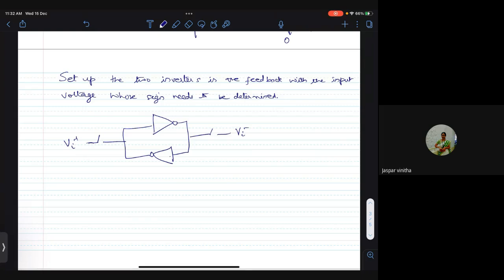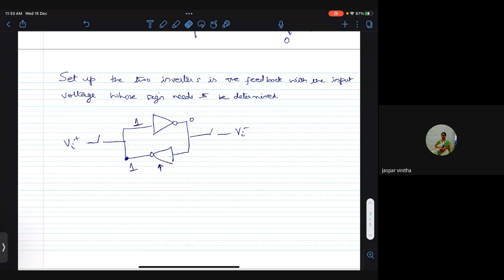This circuit will work only if Vi plus and Vi minus can overpower the existing logic value, right? So if this is already at logic 1 and this is already at logic 0, and you connect this to Vi plus and Vi minus, basically this node here is being driven to logic 1 by this inverter. So if your input is supposed to change the output of the comparator, it should be stronger than the inverter which is holding the previous value. This is something which is not always possible, especially when you want to detect very small signals.